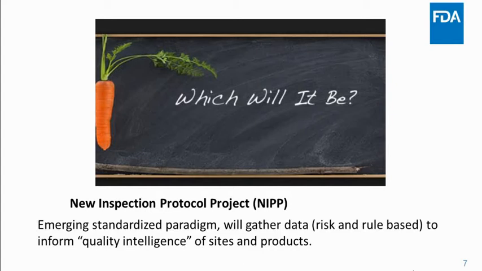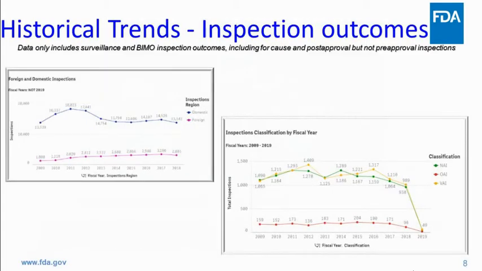So I'm going to change gears a bit, and I'm going to go very high level through a couple of slides which talk towards trends in inspection outcomes and citations. So first of all, on the left-hand side here, I have a screen that shows the total number of inspections conducted by the agency since 2010. And you can see the inspectional burden is in the many thousands and has been pretty steady.